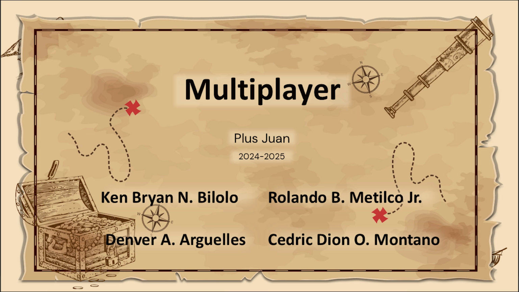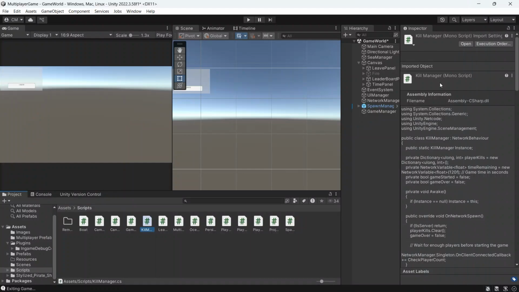Today, we'll break down the player health, kill manager, and leaderboard manager scripts, which handle player health, damage, respawning, tracking kills, and displaying the leaderboard in our multiplayer game using Unity Netcode. So let's get started. But first, we're going to create a UI for the leaderboard panel and time panel.